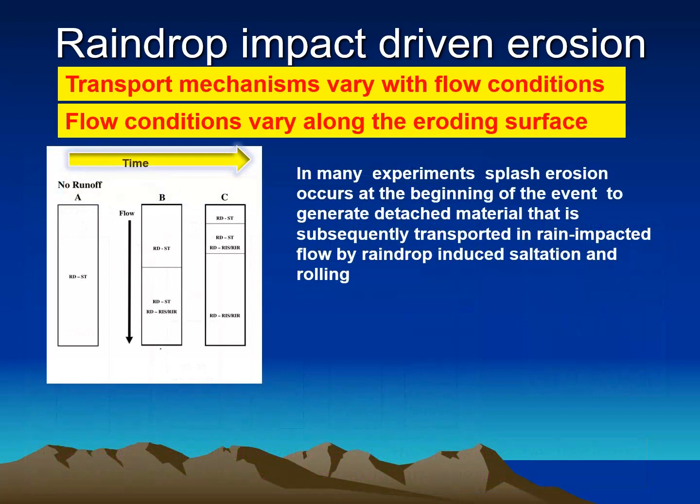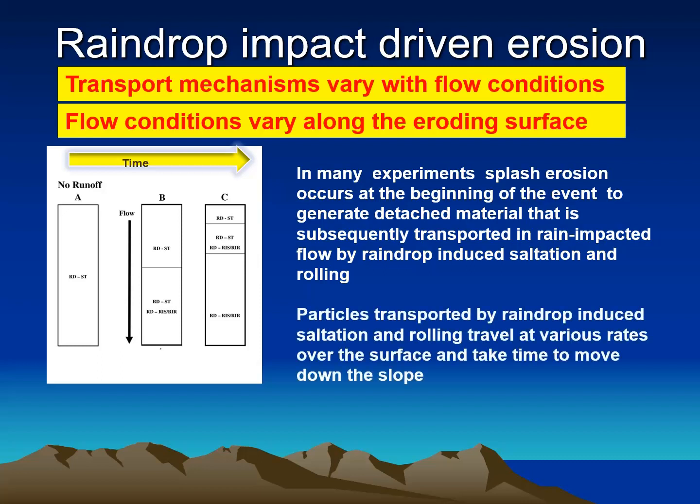In many experiments, splash erosion occurs at the beginning of an event to generate detached material that is subsequently transported by rain-impacted flows by raindrop-induced saltation and rolling. Particles transported by raindrop-induced saltation and rolling travel at various rates over the surface and take time to move down over the slope.